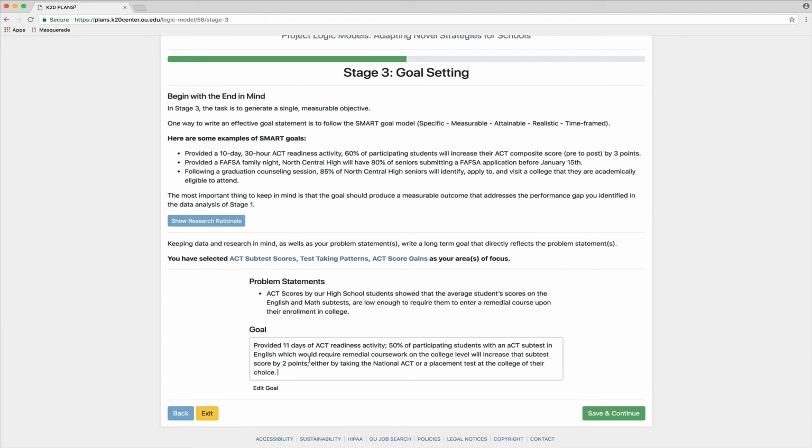It says, provided 11 days of ACT readiness activity, 50% of participating students with an ACT subtest in English or math, which would require remedial coursework on the college level, will increase that subtest score by 2 points, either by taking the National ACT Placement Test at the college or a placement test at the college of their choice.